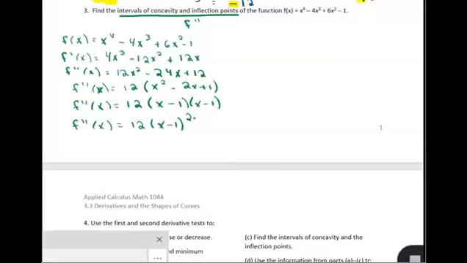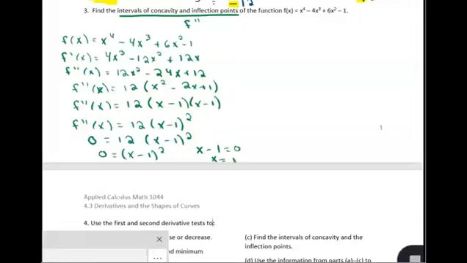So now what we need to do is figure out where our second derivative is going to be equal to 0. Well, I already factored it, so our second derivative is equal to 0. We can divide both sides by 12. And we have what's called a double root, meaning we have two roots, but they're the same thing. And we would find that by saying x minus 1 equals 0, so x is equal to 1. So our second derivative is going to be 0 when x is equal to 1.